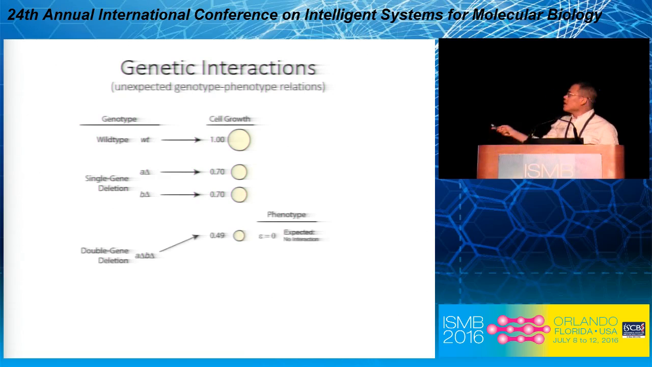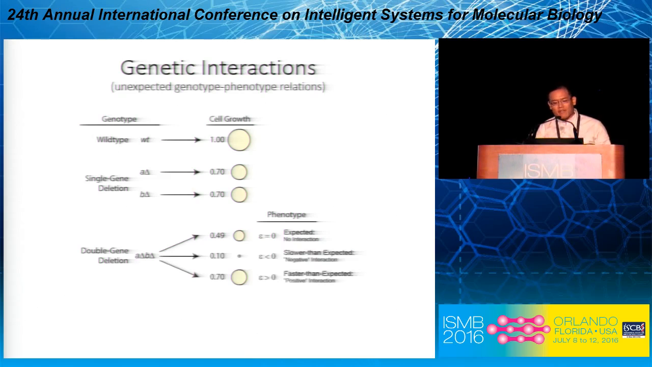Now, for most pairs of genes, when you delete both of them, you expect the growth to be approximately the product of the single mutant growth rates. In this case, it's just 0.7 times 0.7, or 0.49. That's what you expect for the vast majority of gene pairs, where no genetic interaction happens. However, in a small set of gene pairs, the growth rate may be slower than expected. That's what we call a negative interaction. In the extreme case, it's sometimes known as a synthetic lethality. On the other side, the growth may be faster than expected, and that's what we call a positive interaction.